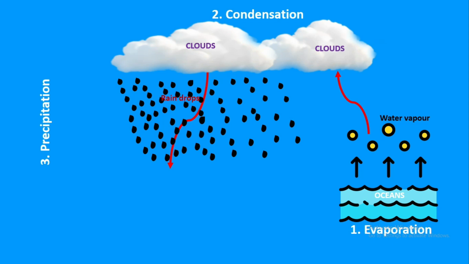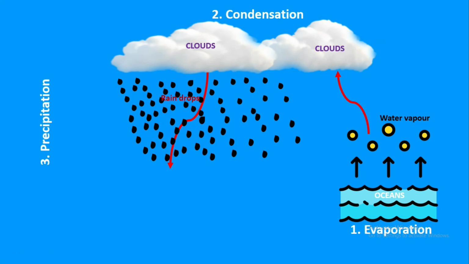Precipitation is any form of water that falls from clouds and reaches the ground. As shown in this diagram, when cloud droplets combine and grow large enough, gravity pulls them down as precipitation. Types of precipitation include rain, snow, sleet, and hail, depending on temperature and atmospheric conditions.